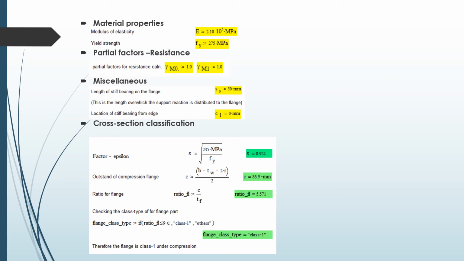Now we need to do a calculation for the cross-section classification. So we calculate the factor epsilon, that is square root of 235 by Fy. In our case it works out to be 0.924. We calculate the outstanding compression flange c as 86.9 mm and obtain the ratio c by tf, which works out to be 5.571. Obviously this is less than 9 epsilon, so the flange class type is class 1. Therefore flange is class 1 under compression.